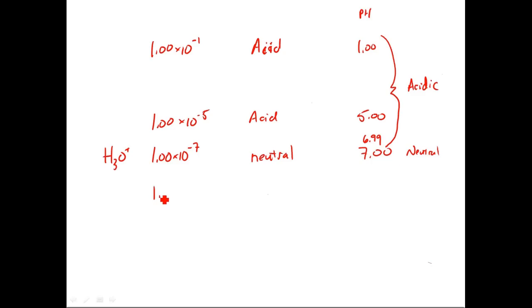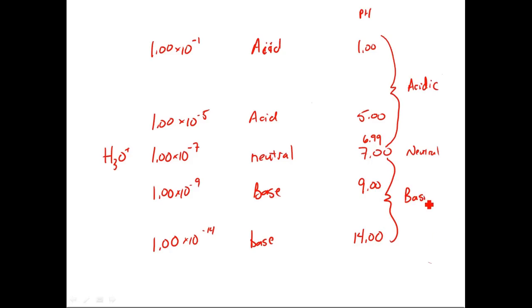Now if we play with some numbers again, 1.00 times 10 to the negative 9, we get a base. Okay, you do the math, you get a pH of 9.00. You go to the other extreme, 1.00 times 10 to the negative 14. That's still a base. Reasoning, this is smaller than 10 to the negative 7th. All right, so we get a pH of 14.0. It's not 3 digits, it's 2 digits past the decimal, so 14.00. Okay, these values are all basic.